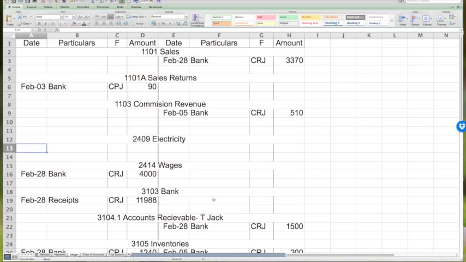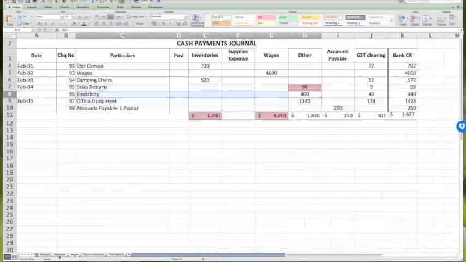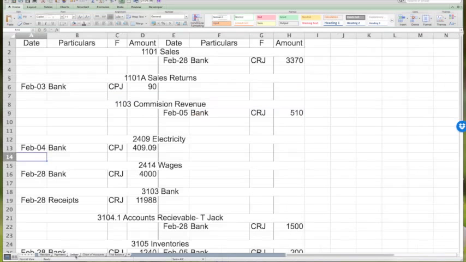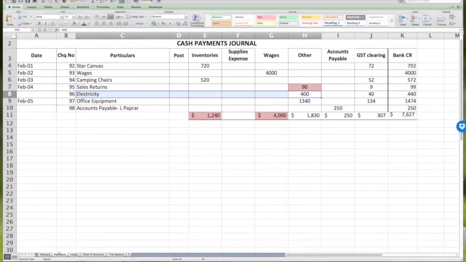Next one down is electricity, so we'll find our electricity account. Here it is. Electricity is an expense. Expenses are debit by nature. We're not posting a total, so it's going to be the individual date that it occurred. Bank, cash payments journal, and $400. And we will colour in that square.